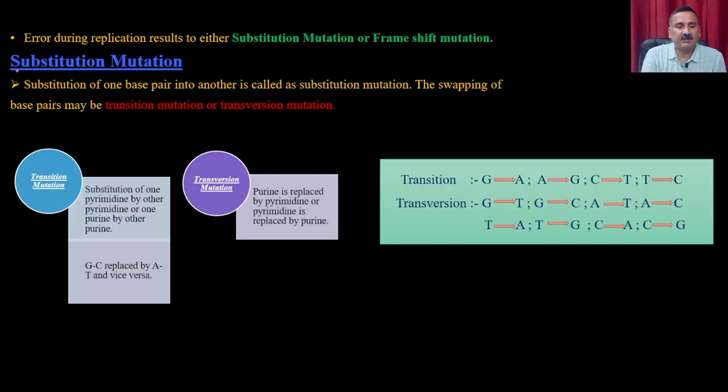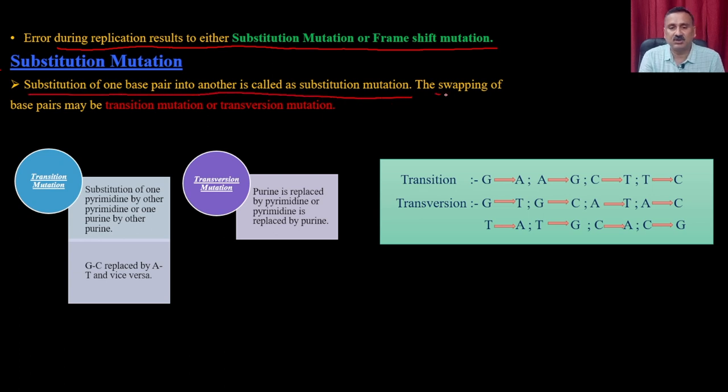And then you have the substitution mutations. So, errors during replication result in the substitution mutation or the frameshift mutations. Substitution of one base pair into another is called a substitution mutation. The swapping of the base pair may be a transition mutation or a transversion mutation.